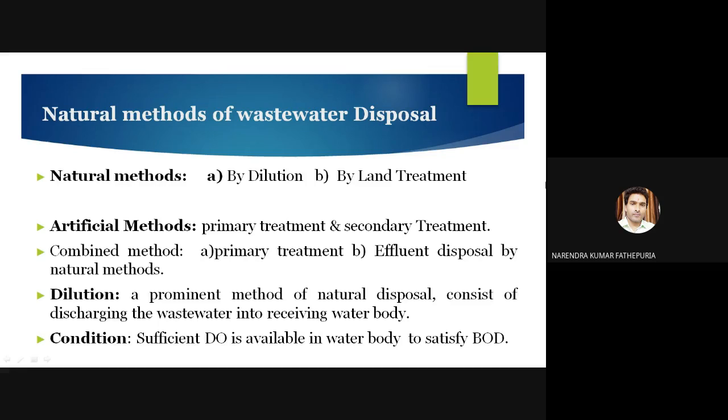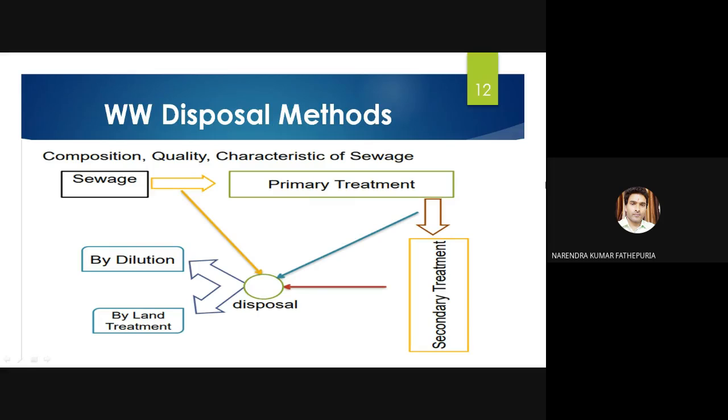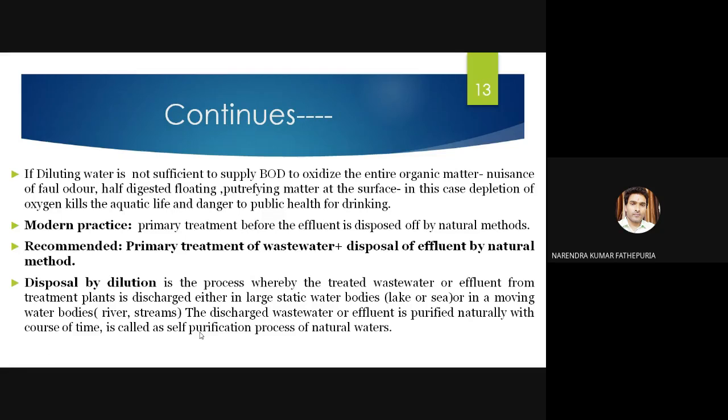So dilution, what is dilution? Dilution is the primary method of natural disposal, consisting of discharging the wastewater into the receiving water body. The condition for dilution is that sufficient DO is available in the water body to satisfy the BOD demand. The composition, quality, and characteristics of the sewage matter. If sewage is coming, there's primary treatment and secondary treatment. This line is reserved for the sewage treatment plant. And natural methods by dilution as well as by land treatment disposal.